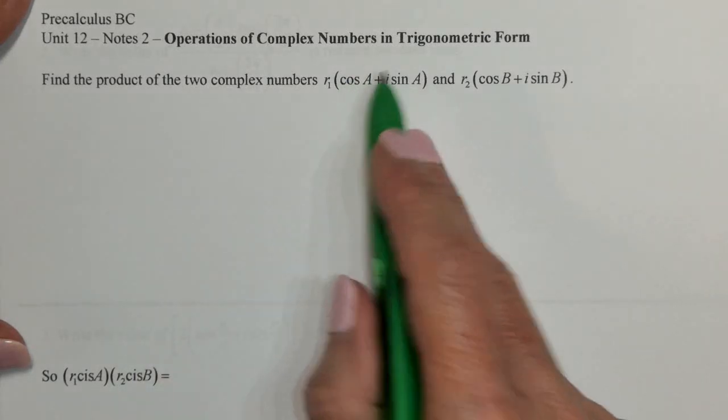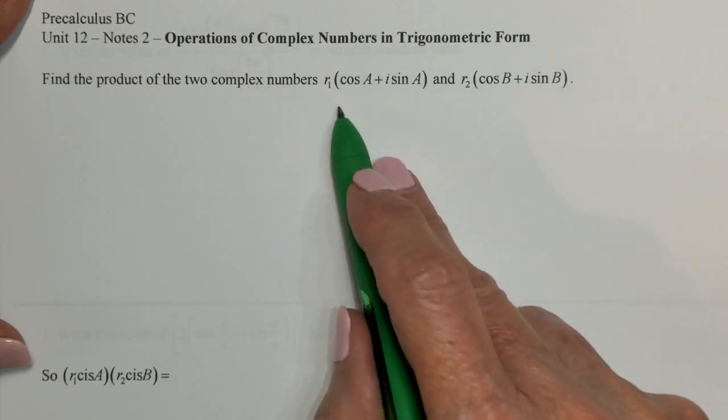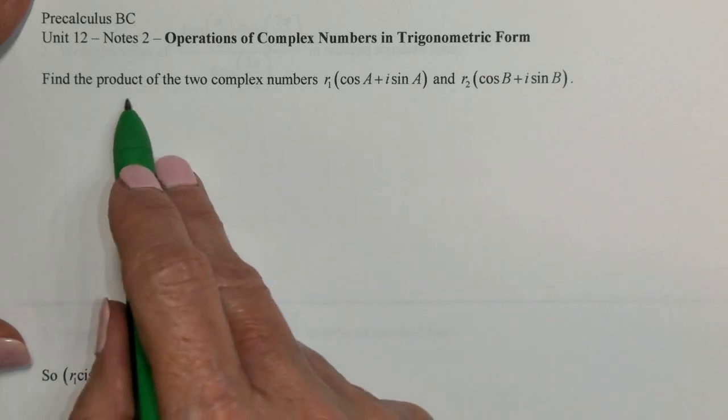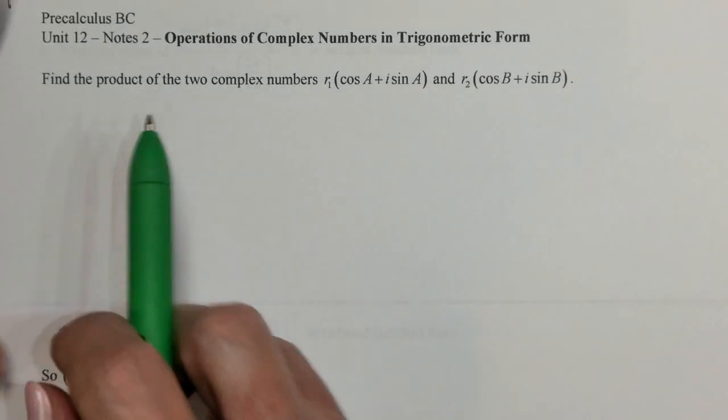Okay, this is r sub 1 cis A, and r sub 2 cis B. So I'm going to find a general formula to find any product.